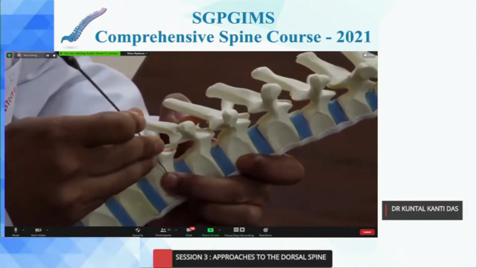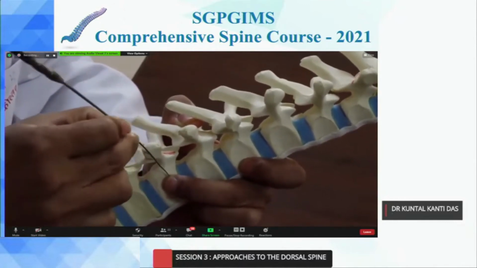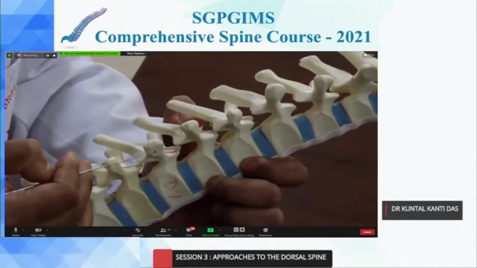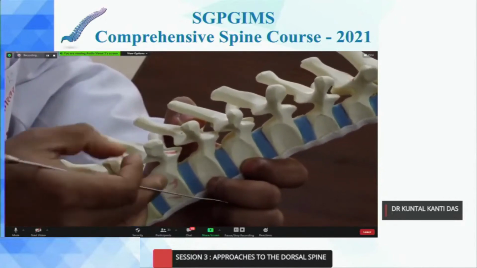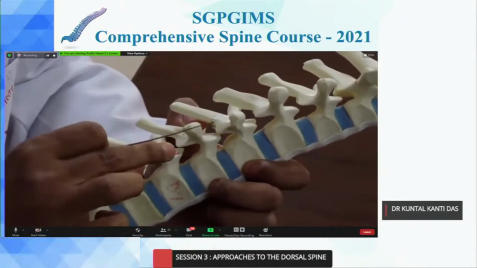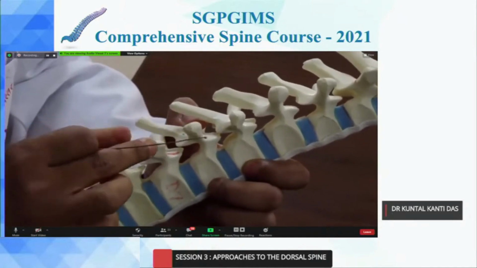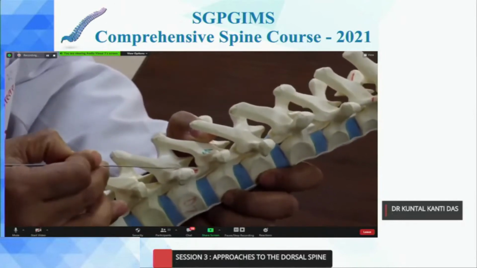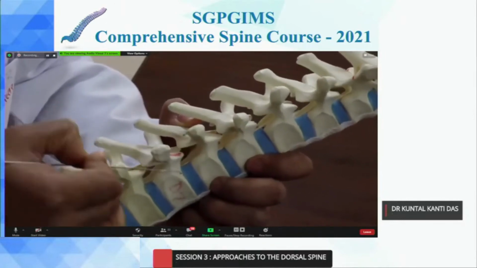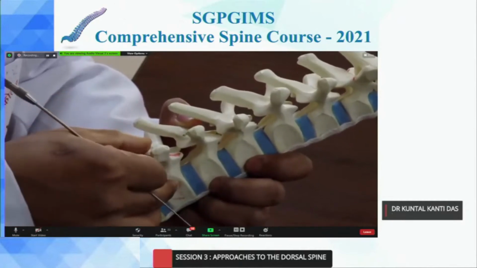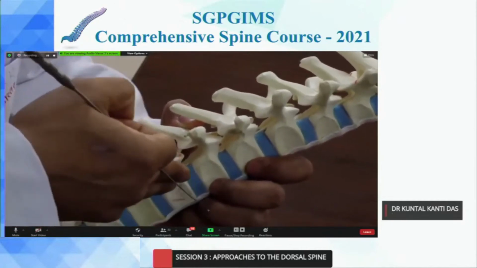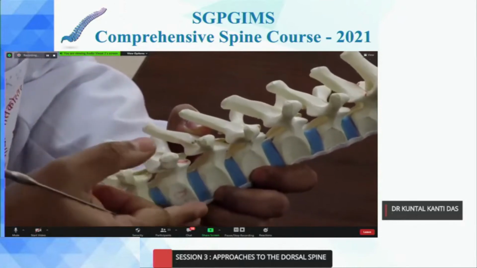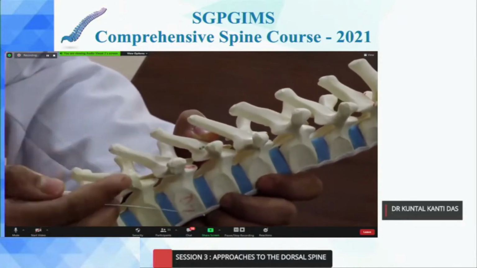In costotransversectomy, what you do is, you expose around 6 centimeters of the rib, you remove the rib by disarticulating the rib from here, from the transverse process and the body, and you remove the head of the rib and proximal 6 centimeter, taking due care not to injure the pleura. Then you remove the transverse process and pedicle and lamina if you want. So this gives you exposure more lateral, and your target will be more medial when you are doing costotransversectomy. So it gives you more ventral exposure compared to transpedicular approach.